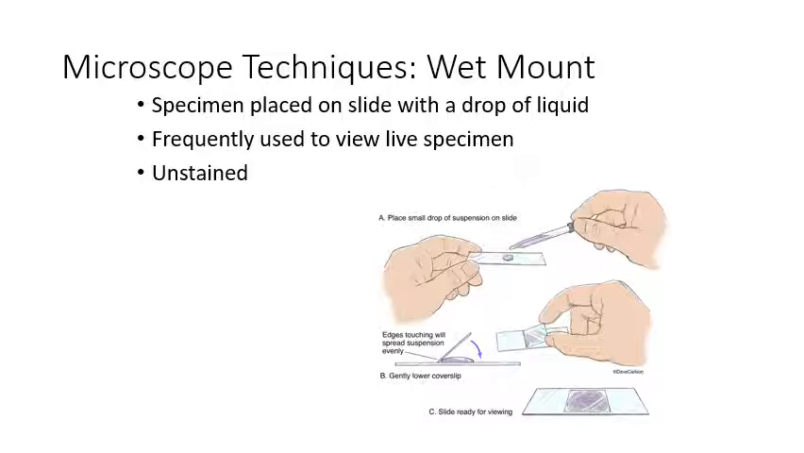If you're looking at something that is actively swimming and you want to view motility, then there's a specific type of wet mount called a hanging drop. And a hanging drop is just a wet mount on a slide that's got a little extra room in it for critters to swim around in.